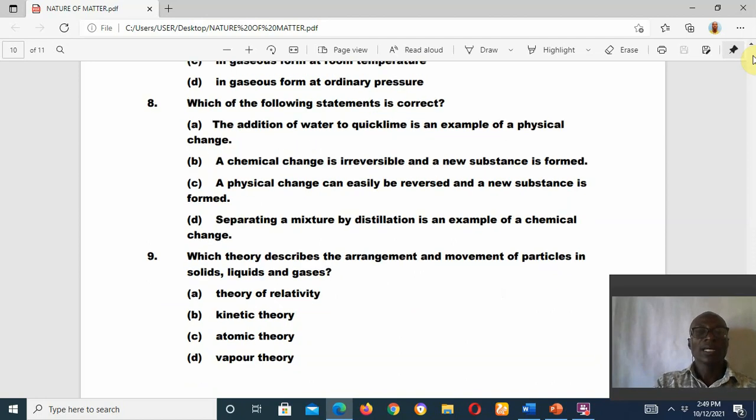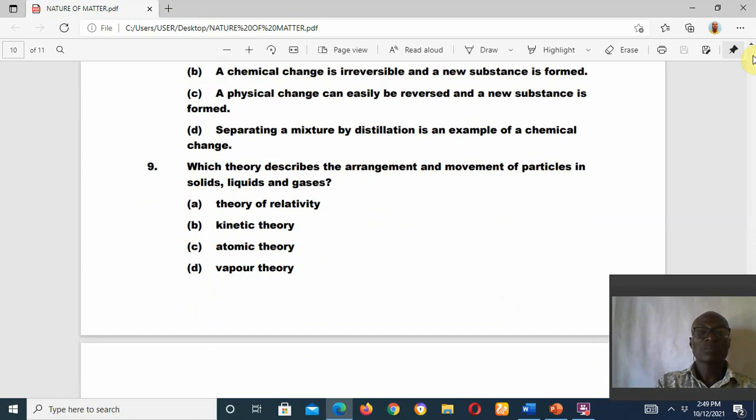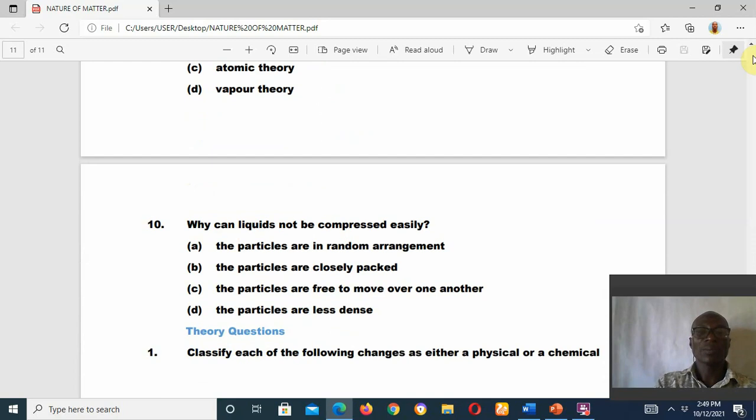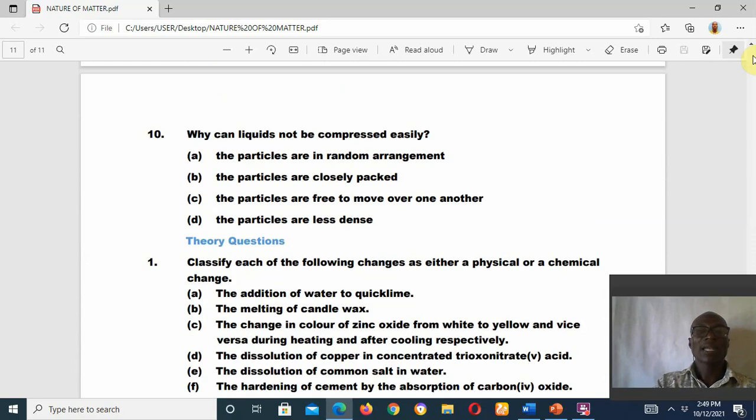Question 9. Which theory describes the arrangement and movement of particles in solids, liquids, and gases? A, theory of relativity; B, kinetic theory; C, atomic theory; D, vapor theory. Question 10. Why can liquids not be compressed easily? A, the particles are in random arrangement; B, the particles are closely packed; C, the particles are free to move over one another; D, the particles are less dense.